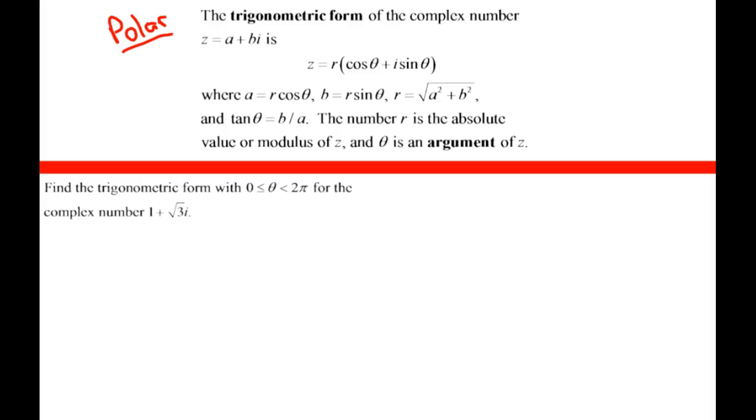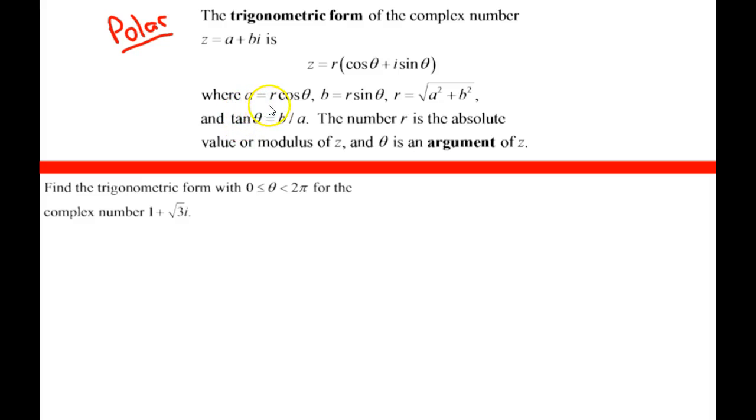Now we're going to discuss another way to express a complex number. This is going to be the trig form of the complex number, also referred to as the polar form. So if z equals a plus bi, then we can rewrite that as z equals r times the quantity cosine of theta plus i times the sine of theta. So we have our real portion and the imaginary portion.